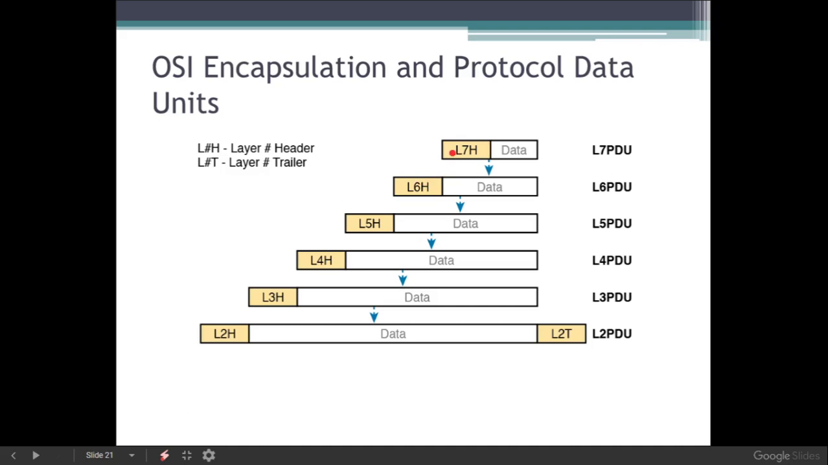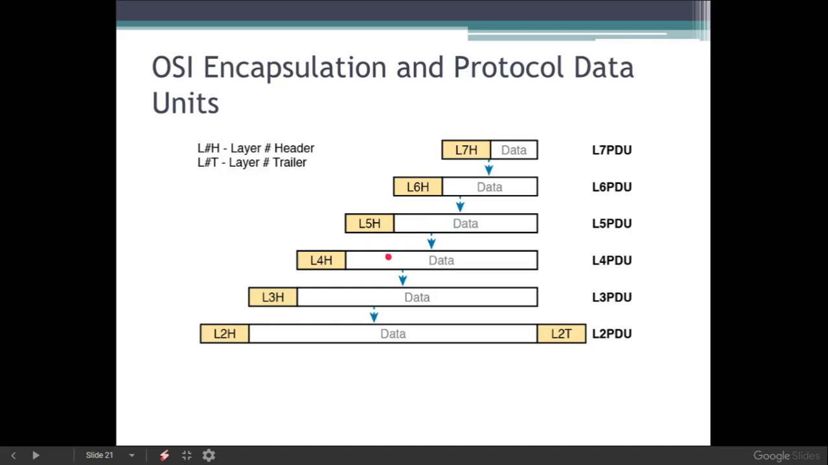When it gets to layer 6, it takes everything from layer 7 and treats it as data. So it takes this and this and treats all of that as data, and then it adds the layer 6 header. Layer 5, which is our session, now treats everything from layer 6 as data. So it takes the layer 6 header and the layer 6 data, and all of that is now treated as data.